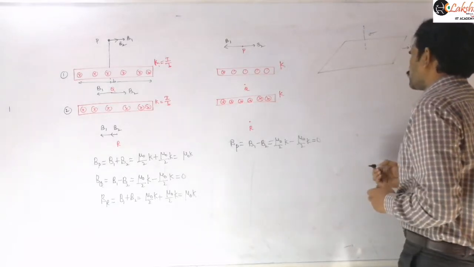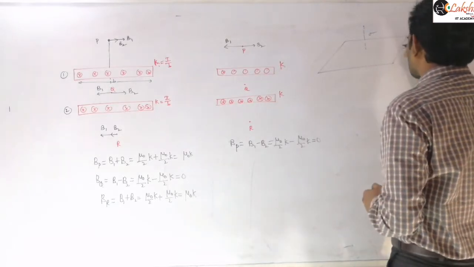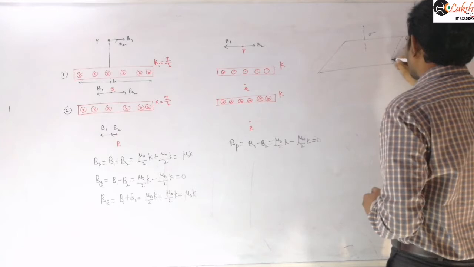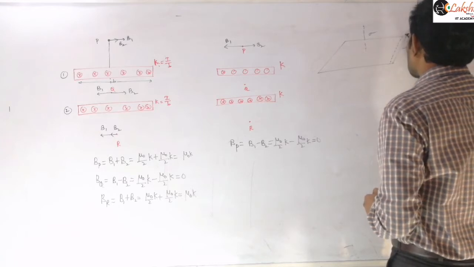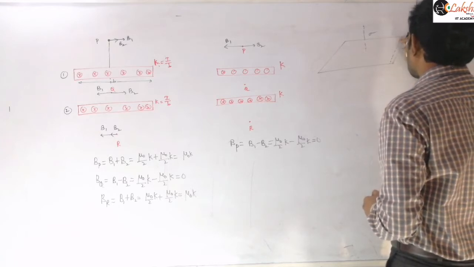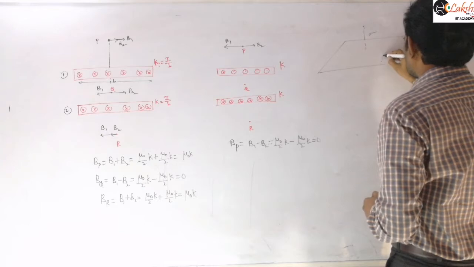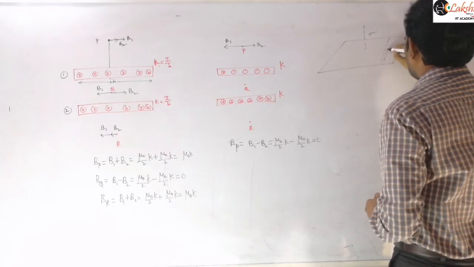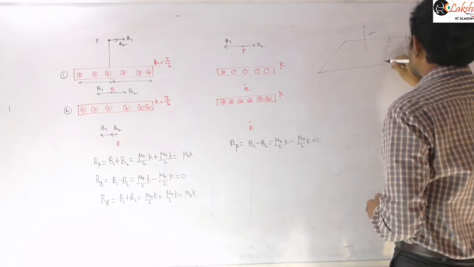So the magnetic field due to that means, first of all you need to consider, let us take a small element here, at a distance of x from this. So I can take this a small element here.